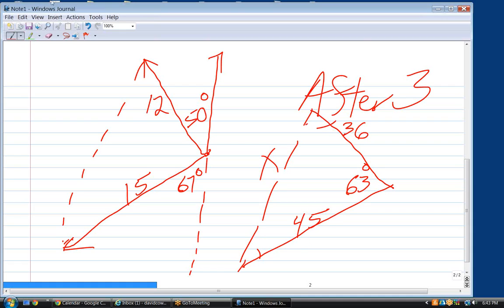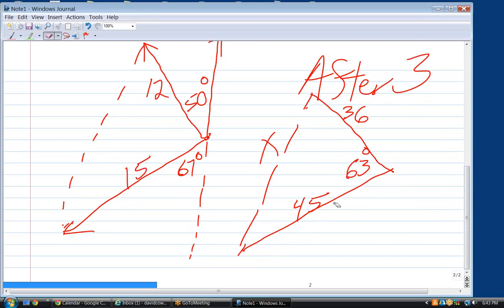This is a law of cosines problem. It's not immediately law of sines because we can't figure out an angle and its opposite side. If we could, we would use the law of sines. Whenever you have this side, angle, side situation, we use the law of cosines. So what does the law of cosines say about x squared? What is x squared equal to?